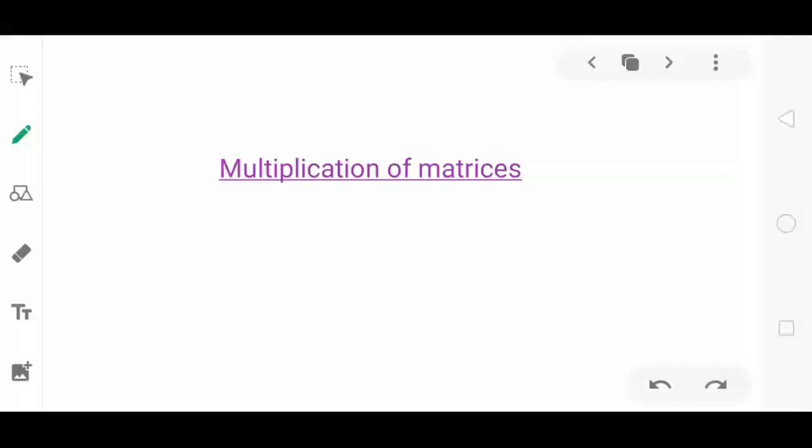In my previous video, I have explained addition, subtraction and multiplication of a matrix by a scalar. Today I will explain multiplication of matrices, that is multiplying two matrices. Let us understand the meaning of this.